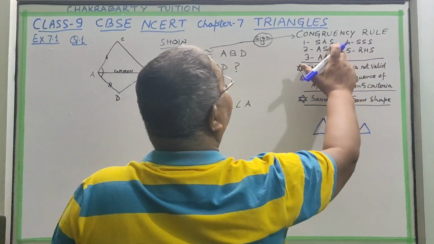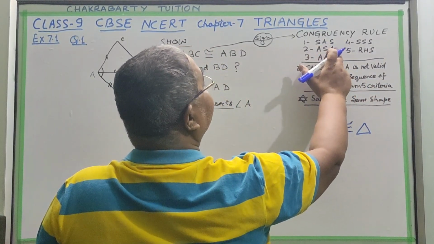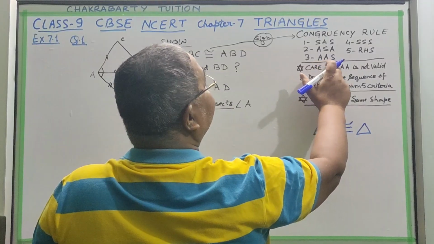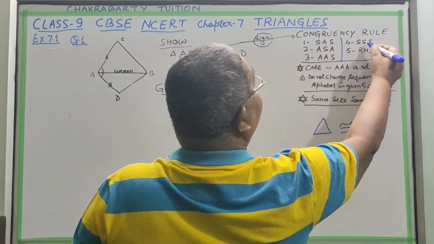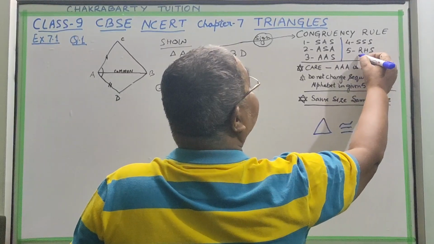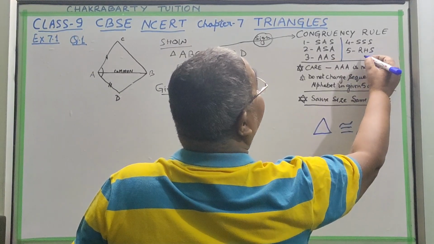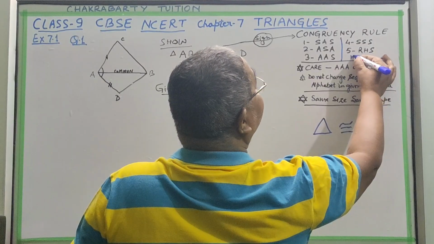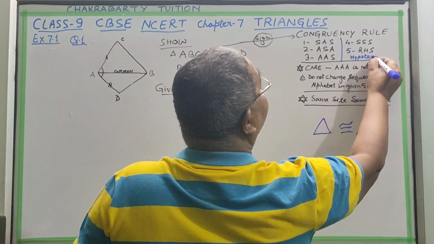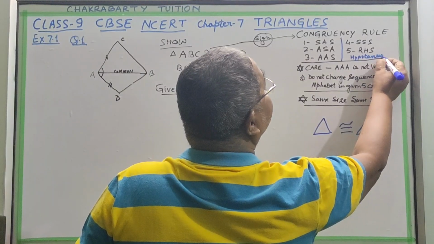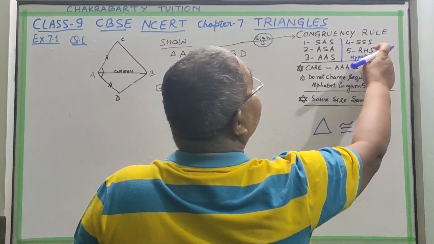Now 5 rules are there. Side angle side, angle side angle, then angle angle side, these are the one type. Then fourth, right angle, hypotenuse and side. H is hypotenuse, R is right angle, S is side.